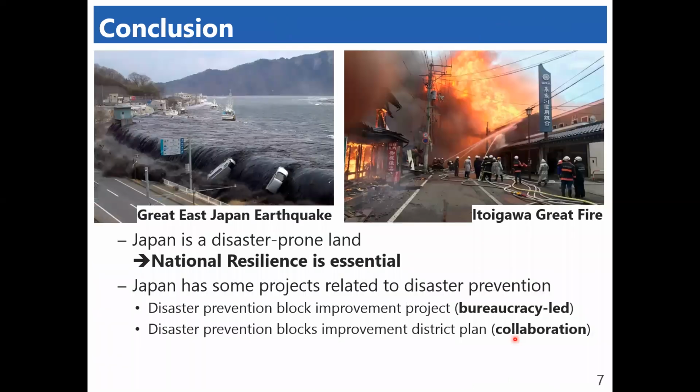To sum up my presentation, since Japan is a disaster-prone land, we have to consider national resilience. Also, according to the city planning law, Japan has some projects related to disaster prevention, which are not only bureaucracy-led, but also collaborative. Hence, the adaptable community-based disaster reduction, namely, 防災まちづくり, is quite meaningful and fruitful.